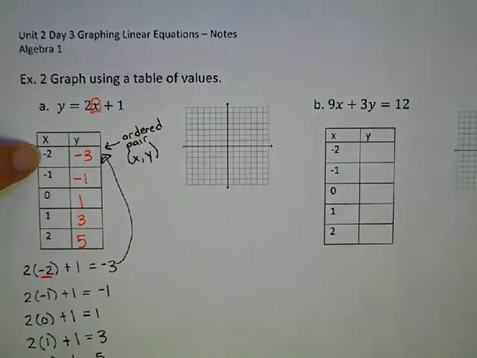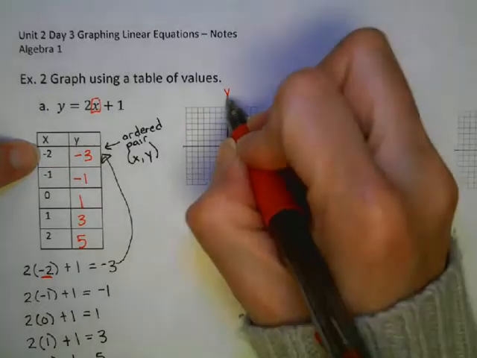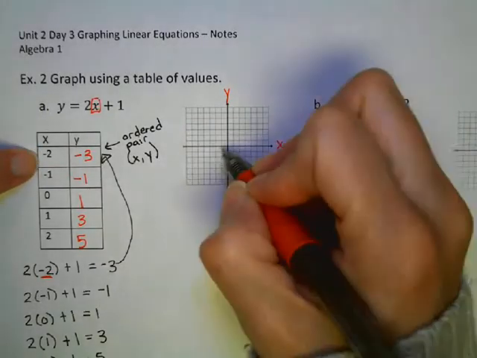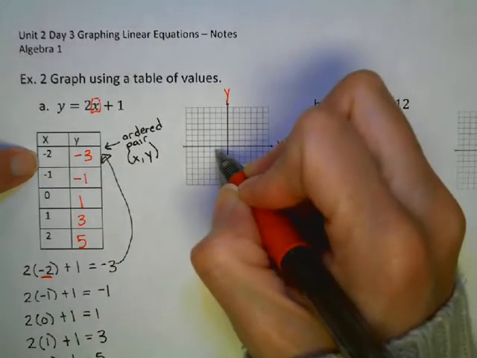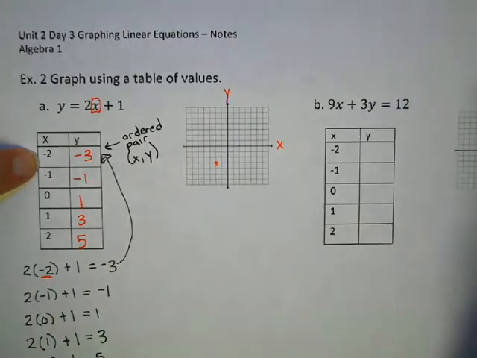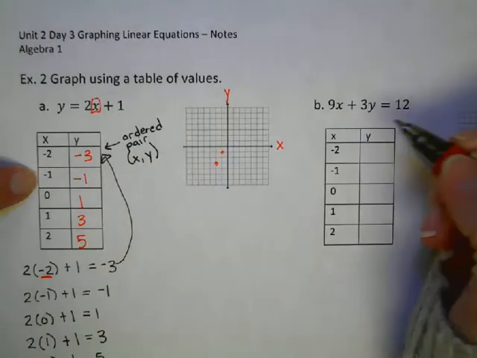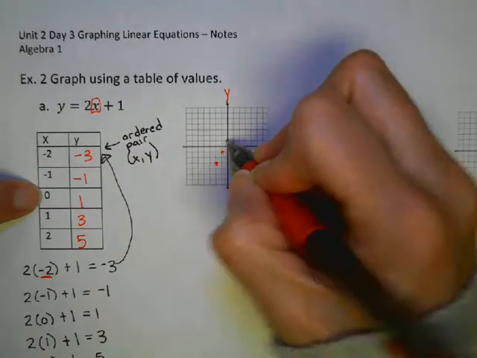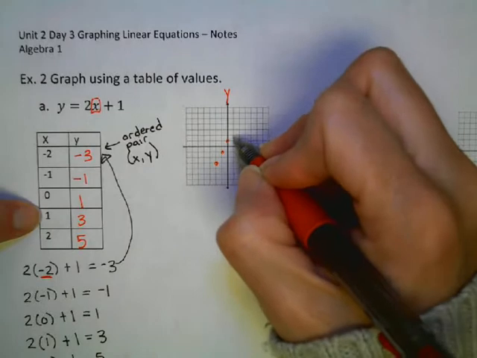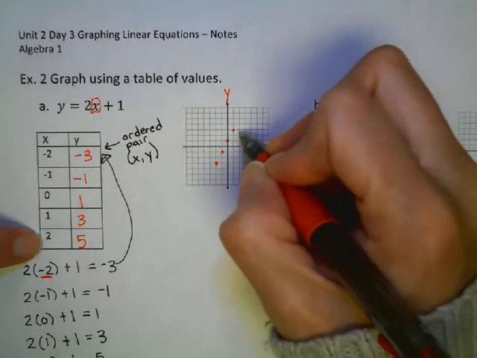So this is the ordered pair, negative 2, negative 3. So to graph that point, this is your x-axis, this is your y-axis. You go left to negative 2 and down to negative 3. Okay. Then I'll graph the next point. Negative 1, negative 1. 0, 1. 1, 3. And 2, 5.